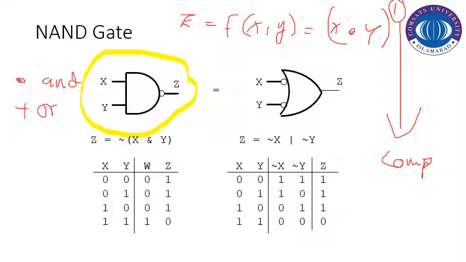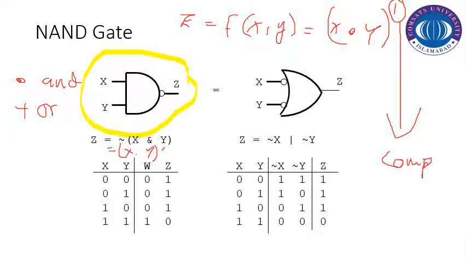So Z is the output, that is equal to (X and Y) whole prime. This is also the equivalent representation of the Boolean function. So basically this is equal to (X dot Y) whole prime.